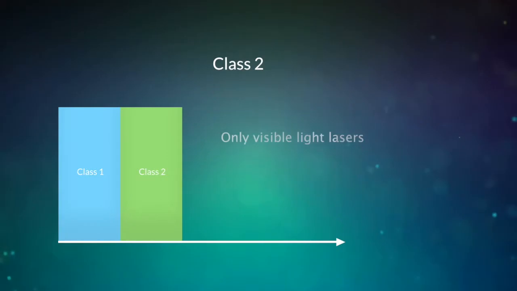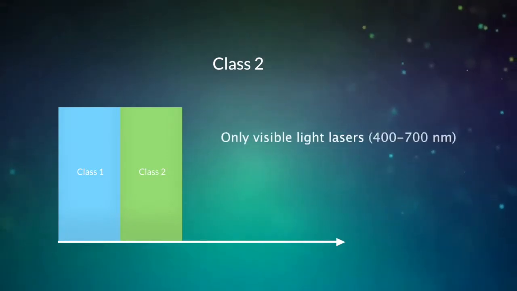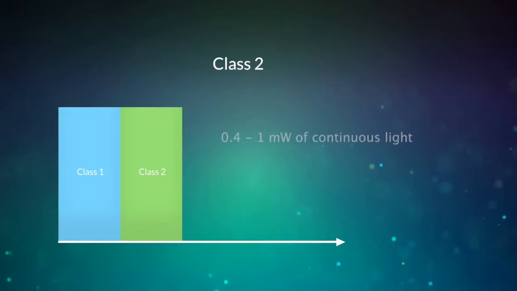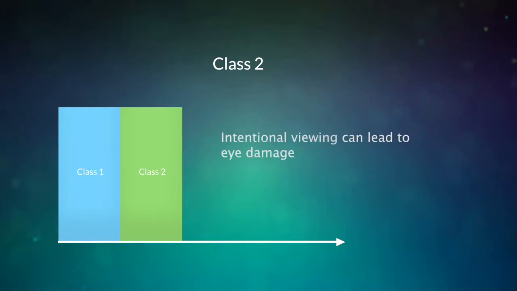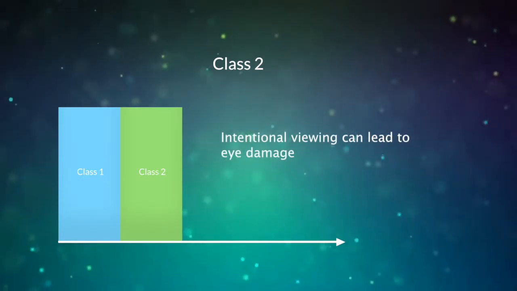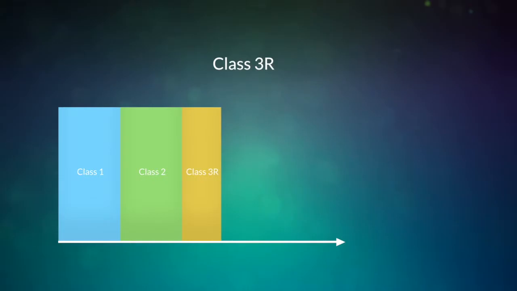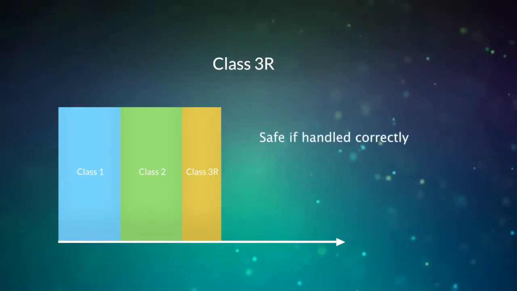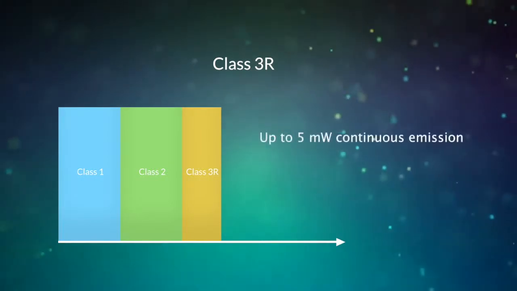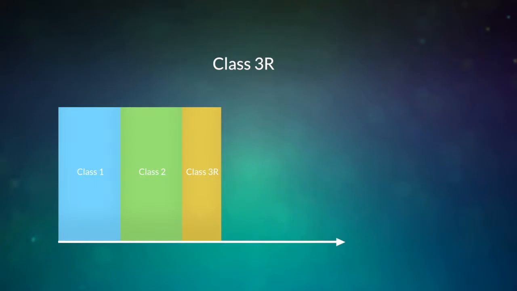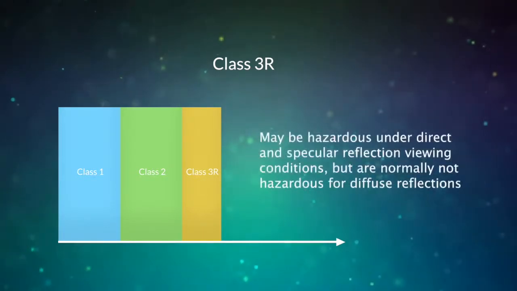Class 2 lasers only include visible light lasers, ranging from 400 to 700 nanometers, and are safe to use due to the blink reflex. Class 2 lasers are limited to between 0.4 and 1 milliwatt of continuous light. Intentional viewing of Class 2 lasers, however, can lead to eye damage. Class 3R lasers are considered safe if handled correctly. For visible light, Class 3R lasers are limited to 5 milliwatts continuous emission. Class 3R lasers may be hazardous under direct and specular reflection viewing conditions, but are not normally hazardous for diffuse reflections.